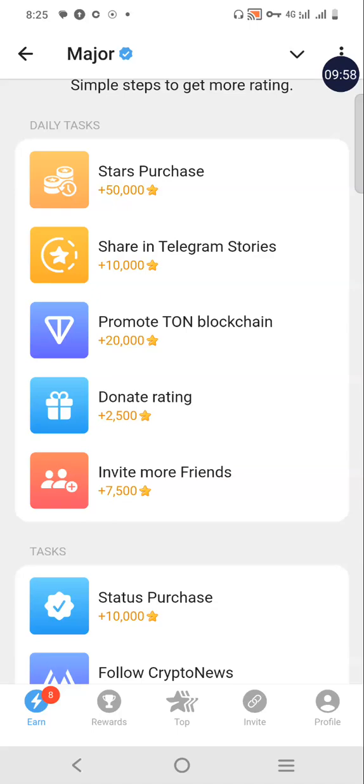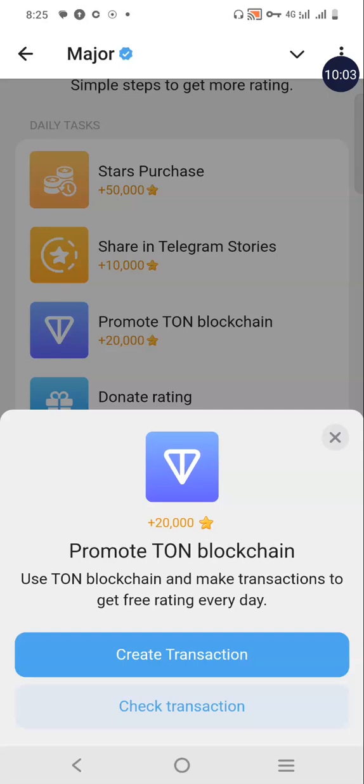Observe it, and also there's the promote TON blockchain task, which carries 20,000 points. Now, I told you already that this is like a retroactive airdrop. You need to invest some certain amount of money to do some of these tasks, but the ones that involve money, if you don't have, please just ignore them. Do the free ones, because it's not totally finance dependent. There are also free ones that you can do to get the points.